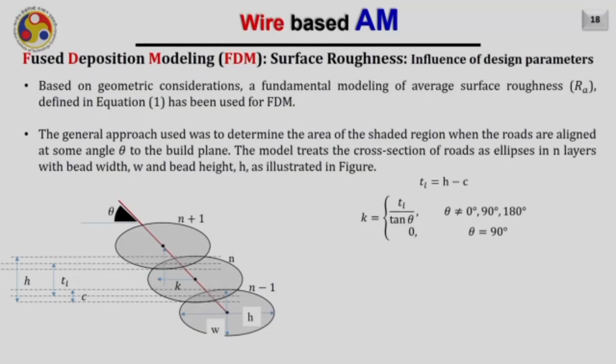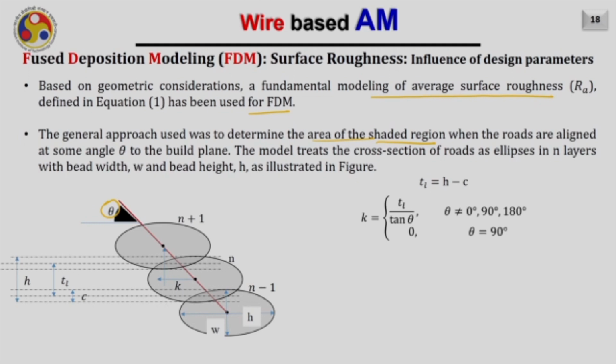Now, let us try to obtain the RA value quantitatively for a particular CAD model, for a particular feature which is slanted at an angle theta. Based on the geometric constraints, a fundamental modeling of average surface roughness RA defined in equation 1 can be obtained for FDM. The general approach was to determine the area of the shaded region, which I will show in the next slide, when the rods are aligned at some angle theta in the build plane.